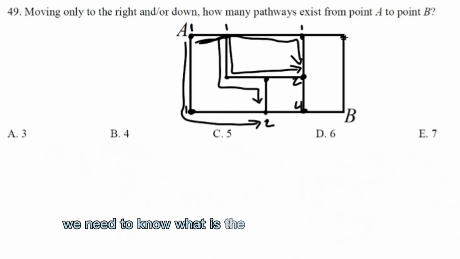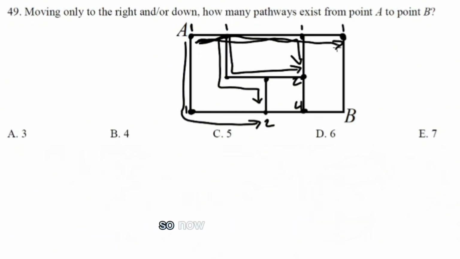And finally, we can do the same thing for this box. We need to know how we can get here. And that is still 1 because you can only go to the right or down. So now we have 4 and 1, and if you remember from earlier, we can add these 2 numbers to get the final number here, which is 5, and that's your answer.